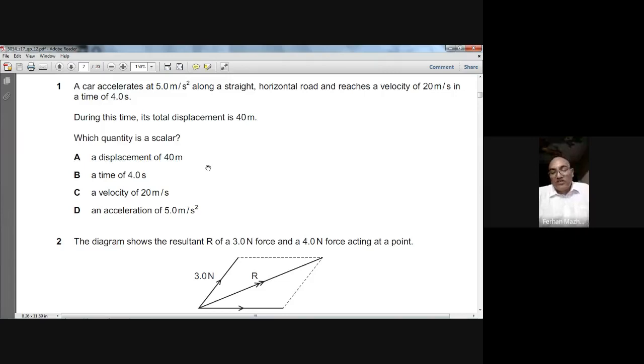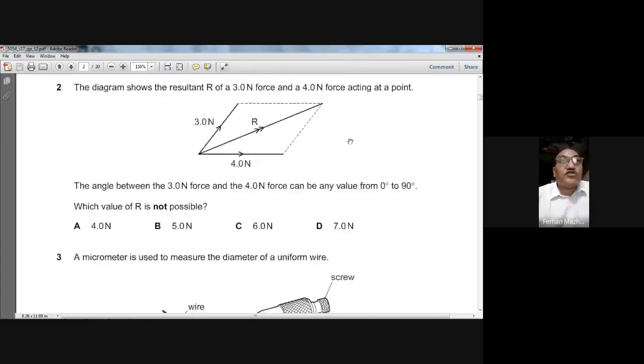Very simple question. You have to take out the scalar quantity out of the given 4 options. So the first one is a displacement of 40 meter. Displacement is a vector quantity. A time of 4 seconds. Yeah, time is a scalar quantity. So for question number 1, the choice will be B. Okay, now we are moving to the next question.